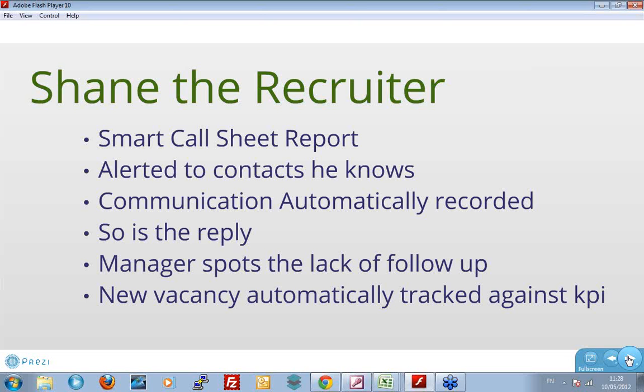So we want to design a system around Shane that makes Shane's life easier and turns him into a super recruiter. Shane comes in on a Monday morning, and what does he do? First thing he does is he runs a smart call sheet. This tells him all the companies, all the people that he needs to call to try and get work on board. But what is a smart call sheet?